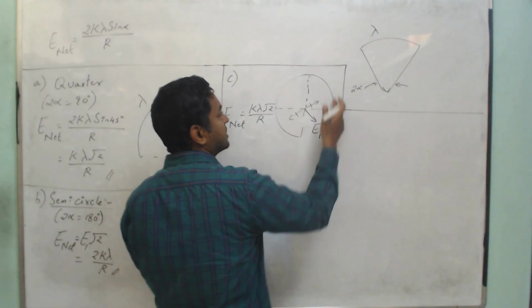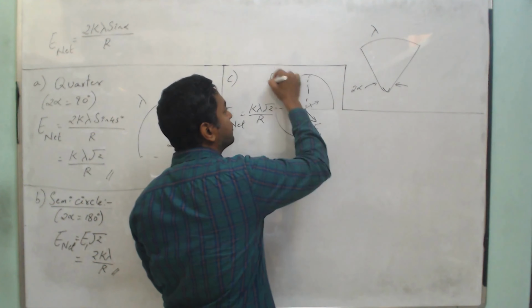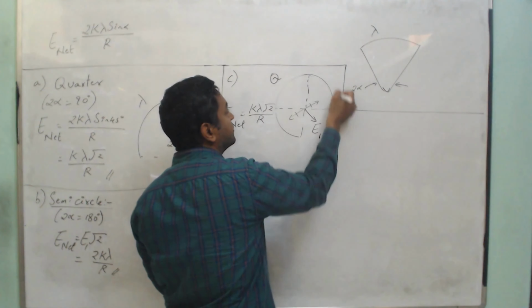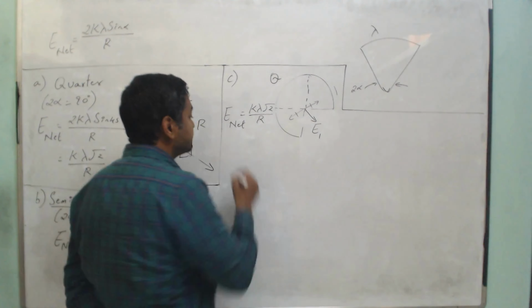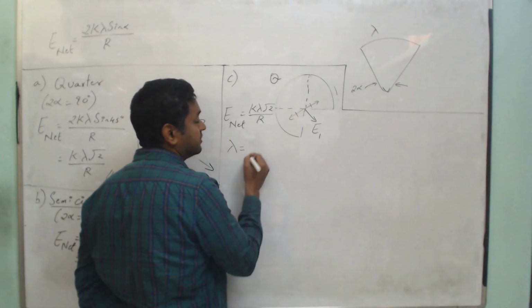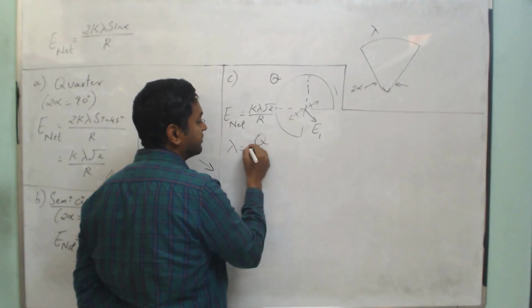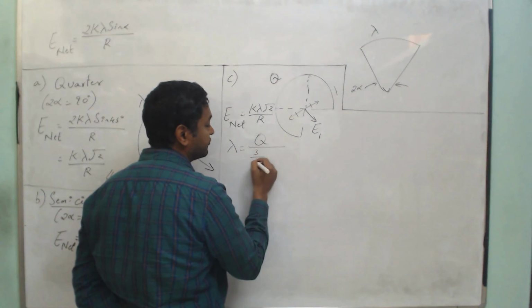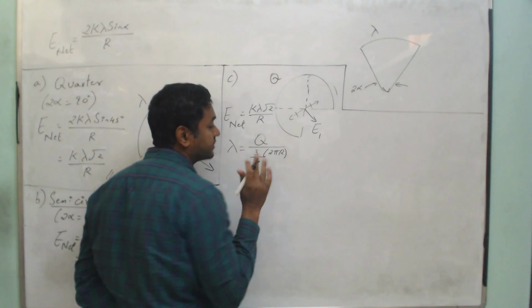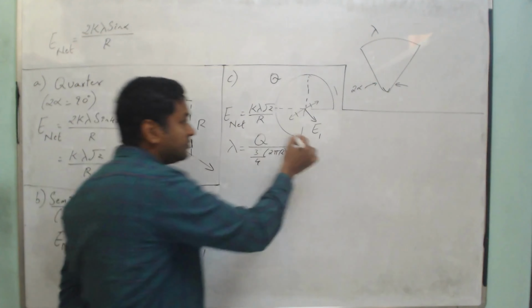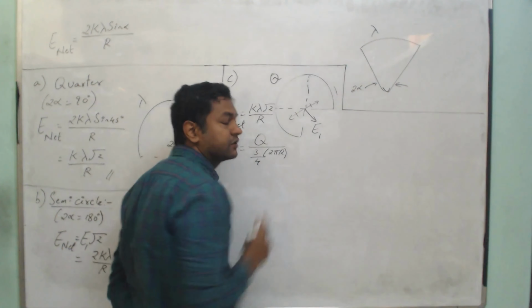Suppose the total charge given on the entire wire is capital Q from here to here, right? In that case, my lambda will be what? Lambda will be total charge divided by 3/4 of 2 pi R, right? Is this clear? 3/4 of the entire perimeter.